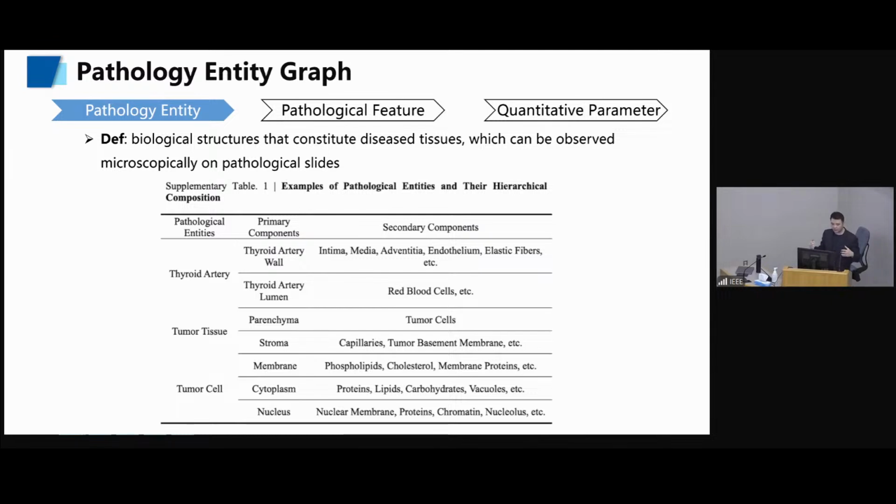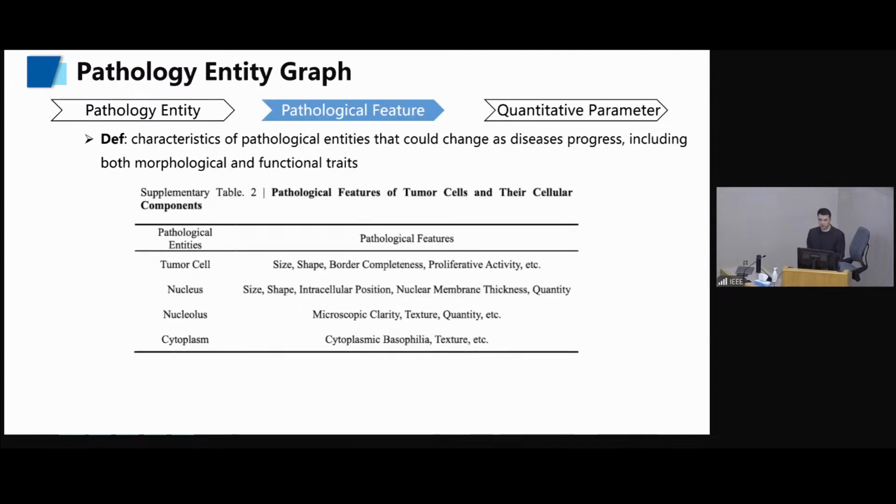You can see they can be further divided into secondary components, and there exists a hierarchical composition relationship among those entities. And pathological features refer to the characteristics of pathological entities that could change as disease progresses, including both morphological and functional traits. Table 2 lists the various features of tumor cells and their components, which often undergo changes as the tumor progresses.